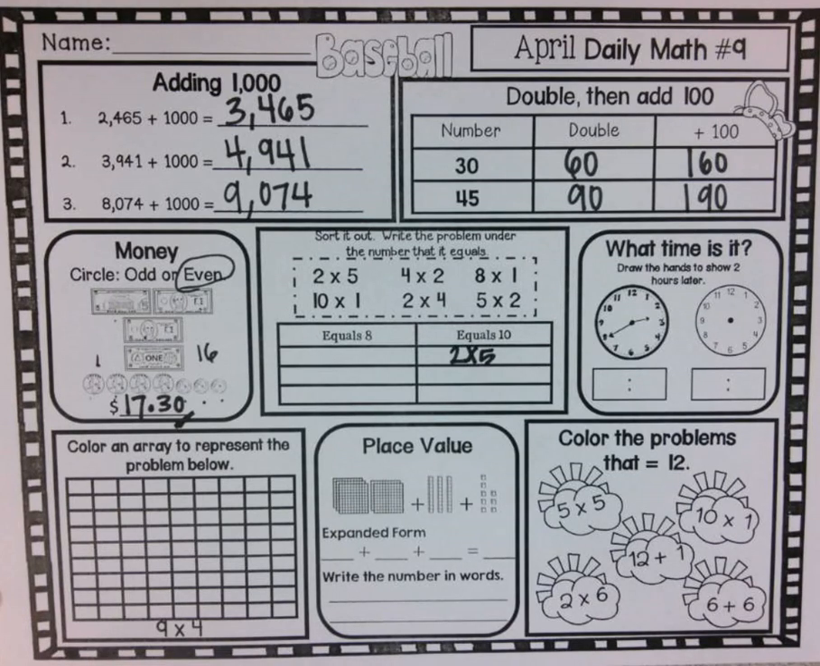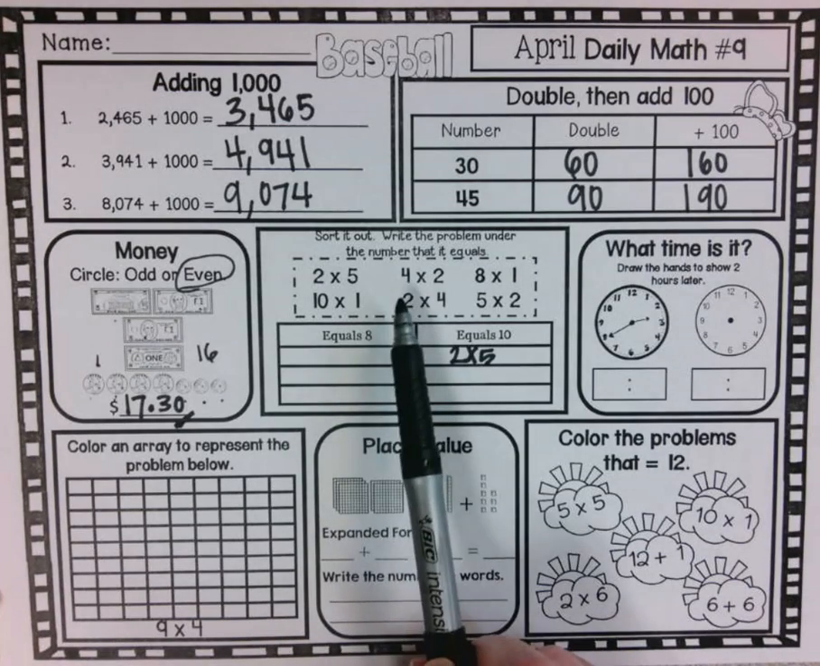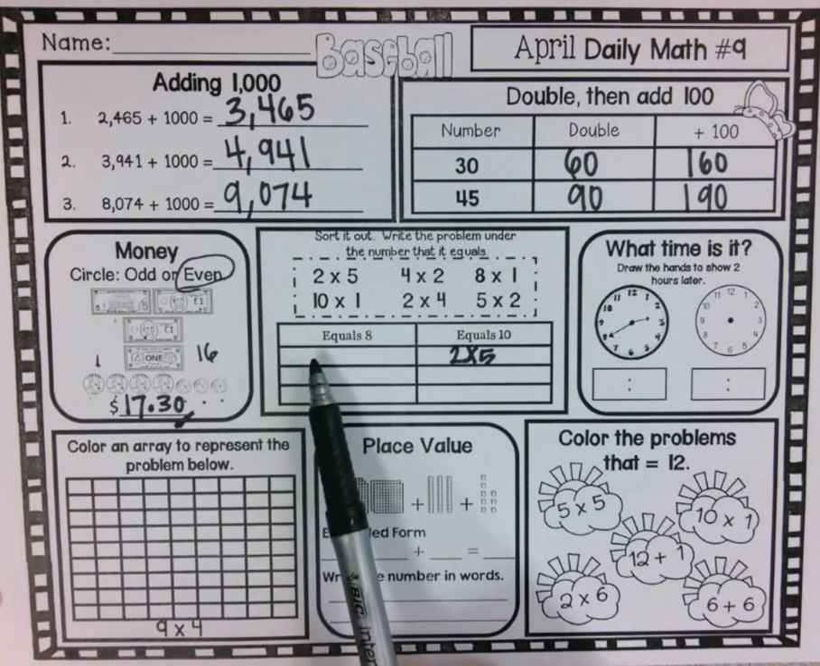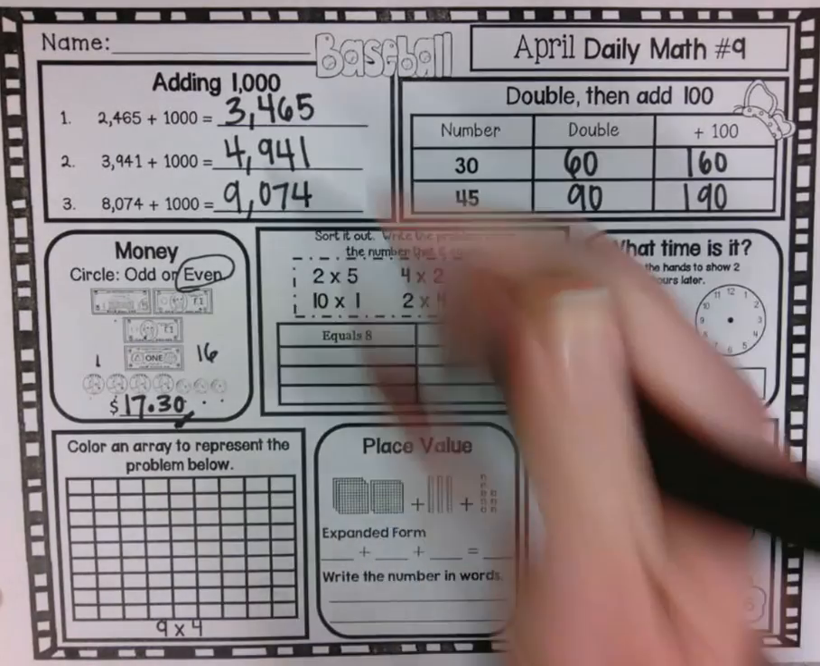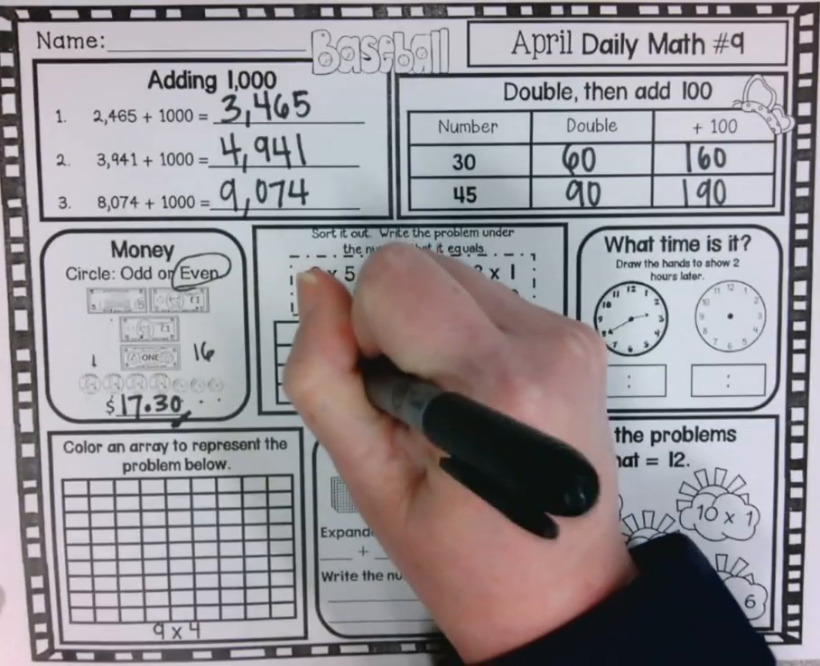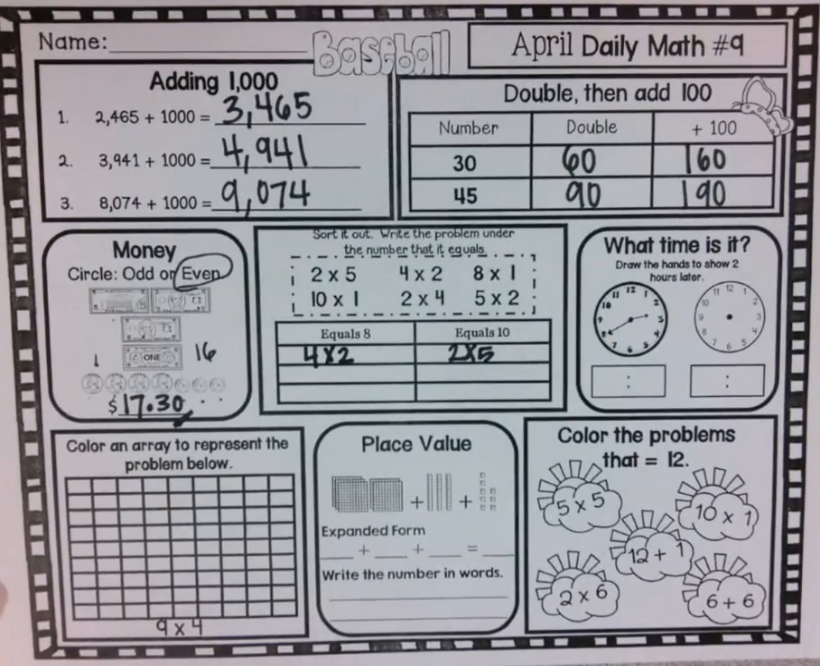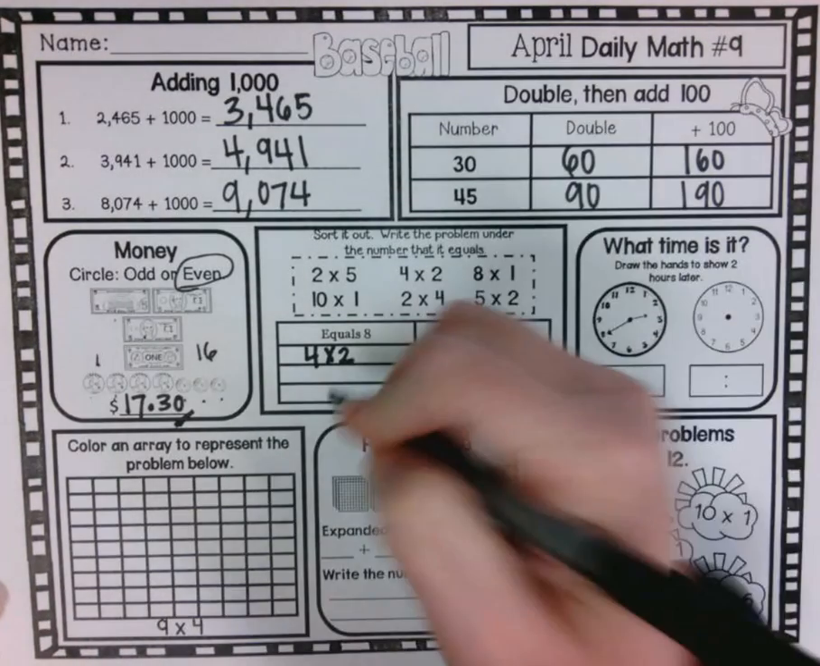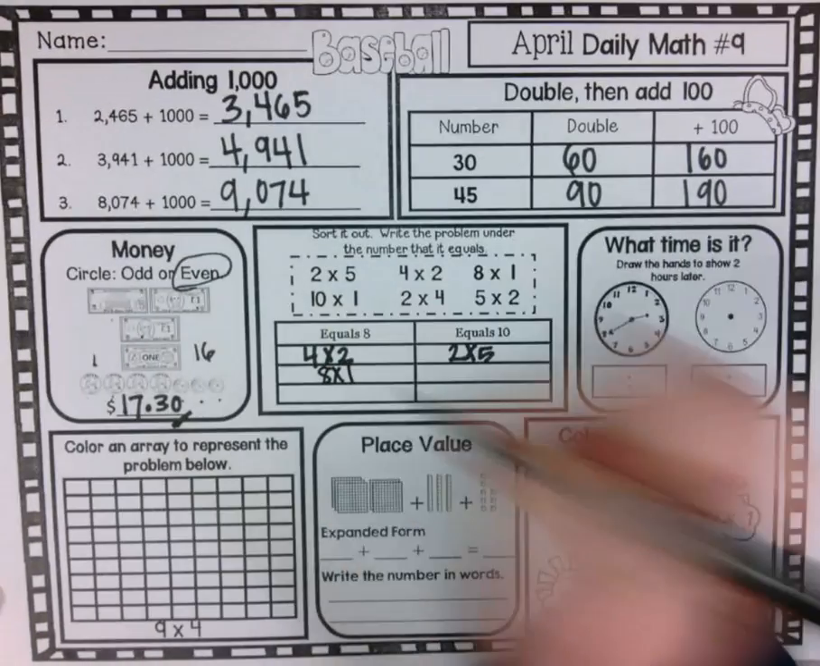Now we have 4 times 2. If we have the number 4 times 2, we have 4 groups of 2. 4 twos. 2 plus 2 plus 2 plus 2 is 4 groups of 2. It equals 8. Now we have 8 times 1. If we just have one group of 8, it's just 8.